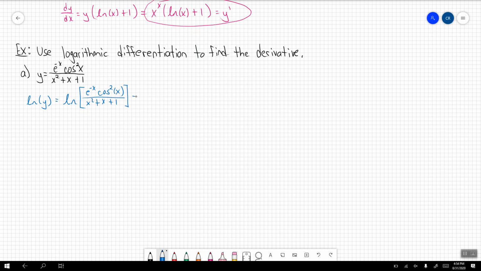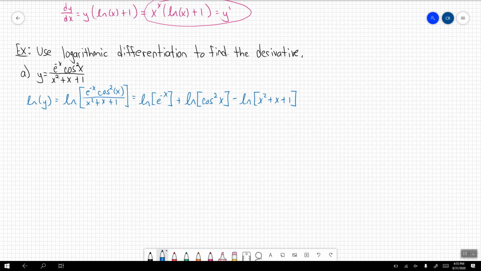Remember, with logarithms, anything that's multiplying inside of the logarithm gets split with addition. So plus the natural log of cosine squared of x. Anything that's being divided can be split into subtraction of the logarithms. And this is the logarithm of x squared plus x plus 1. As such.